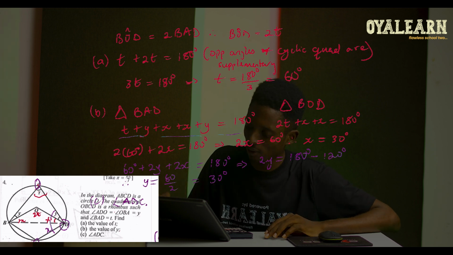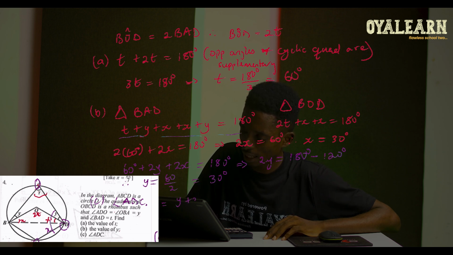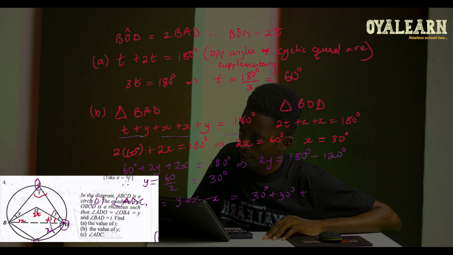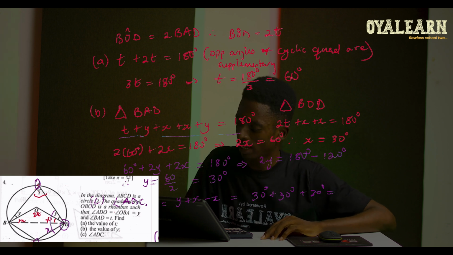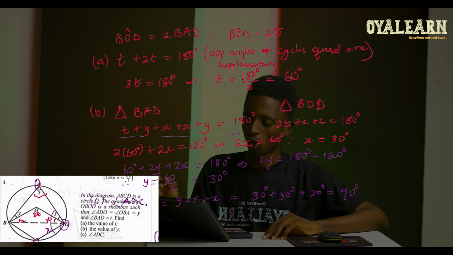So to find the size of that angle, that will be the sum of all these angles here. So we have y plus x plus x, where y is 30 and x is also 30 degrees. And when we sum all of this together, we get 90 degrees. And that's it on question 4.